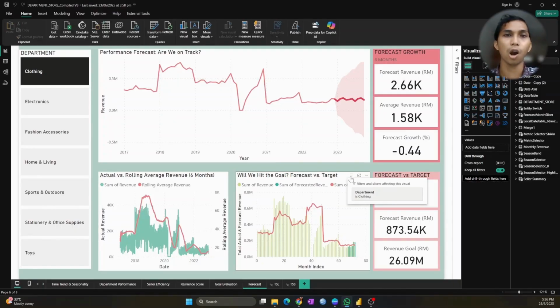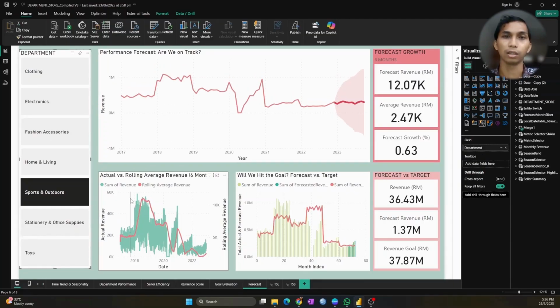Let me demonstrate how my dashboard provides actionable insights for forecasting, using the sports and outdoors department as an example. On the left, I have selected the department using the slicer. All visuals instantly update to reflect its performance.